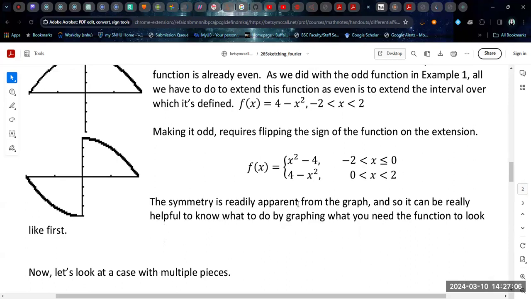Furthermore, sometimes we would prefer to work with sine or cosine, in which case that may determine whether we're extending it to be even or odd. In this case, if we extend it to be an odd function, then for 4 minus x squared on 0 to 2, you would have to flip all of the signs, and then this extension piece would be this reverse paraboloid. It would be x squared minus 4 on the interval -2 to 0.